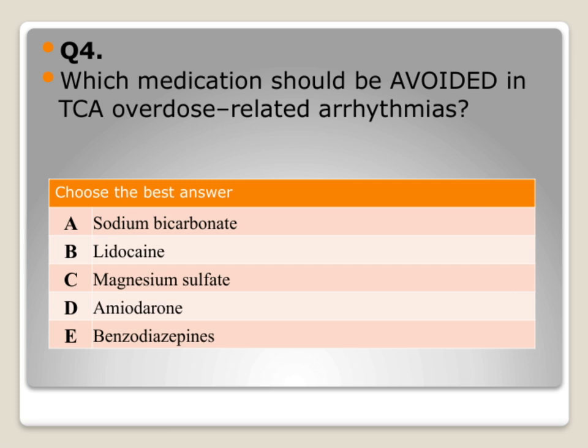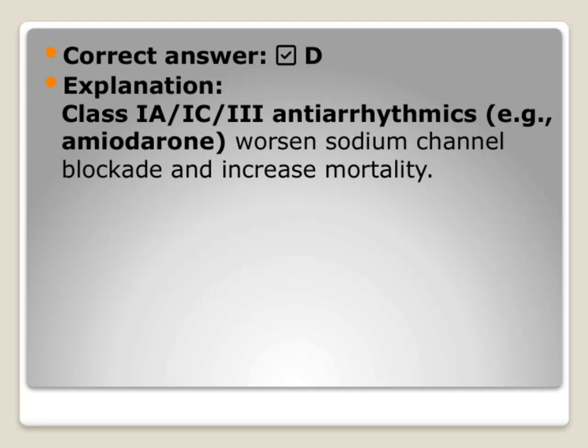Amiodarone, while a potent antiarrhythmic, is generally avoided in TCA overdose because it can worsen conduction disturbances. But the key point here is benzodiazepines. They are primarily used for seizures or agitation, not for arrhythmias. Moreover, benzodiazepines don't have a direct negative impact on cardiac conduction. Therefore, the medication we should avoid in TCA overdose-related arrhythmias is amiodarone. It's important to remember this because using certain antiarrhythmics can sometimes exacerbate the problem instead of helping. So, the correct answer is D, amiodarone.